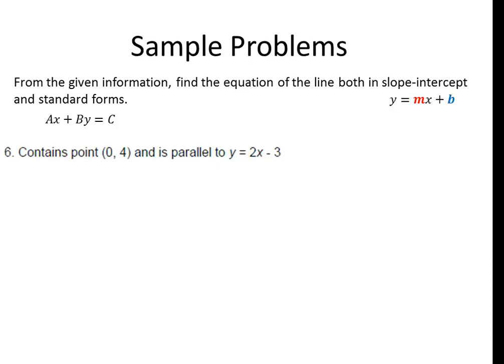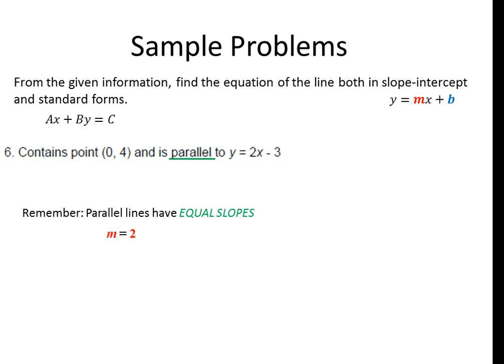On to problem 6. In this problem, we have to find the equation of the line that contains point (0, 4) and is parallel to y equals 2x minus 3. The key word here is parallel. Remember in your notes, parallel lines have equal slopes. So when I look at this equation, y equals 2x minus 3, the slope is 2.